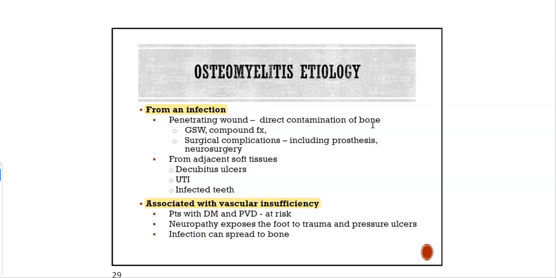At times, it can also be associated with vascular insufficiency, so a problem with the vascular system. You see that in patients who have diabetes and peripheral vascular disease, so they are the ones at higher risk. In addition, patients with diabetes and PVD tend to have some neuropathy. So what happens if they're not able to feel any injury? They may not be aware that they have a wound. It exposes the foot to trauma and pressure ulcers without them realizing it. And then again, it can start an infection, leading to the spread of the infection all the way to the bone.